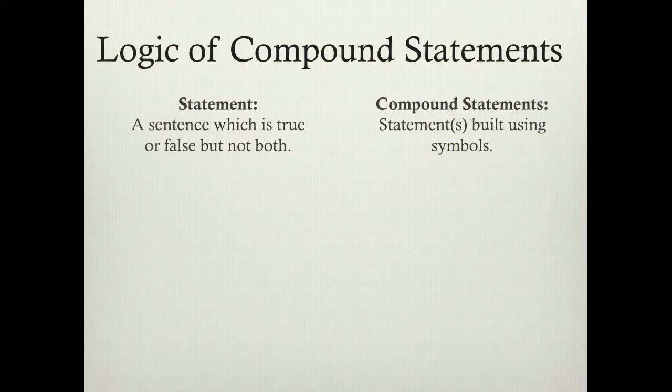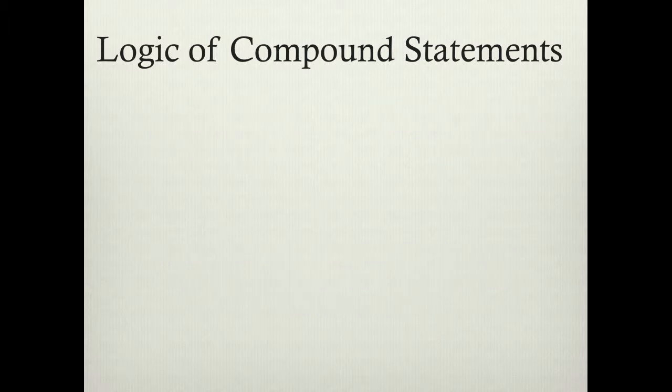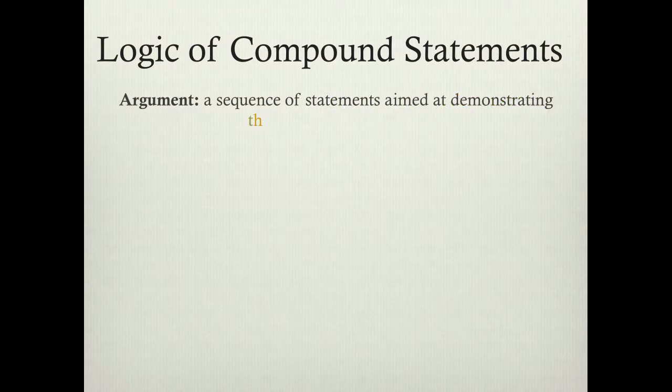Once we understand this, we can build compound statements, and we can build these statements using symbols. Let's look at an example. If Jake is a math major, and Jake is an engineering major, then Jake will take discrete math. We might see this as a basic sentence that we use in our everyday lives. But what this actually is, is an argument. And an argument is a sequence of statements that's aimed at demonstrating the truth of an assertion.